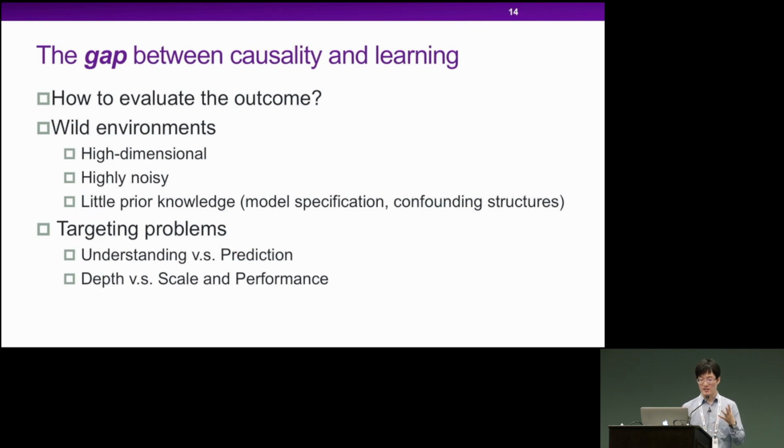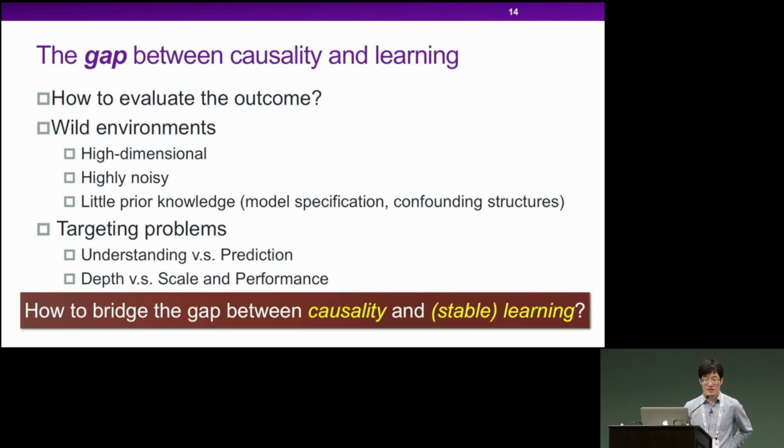And in this line, causal inference cares more about the depth of your understanding of the generation process, the true model, and the causal structure. But for learning, we care more about the scale and the prediction performance, right? So how do we bridge the gap between causality and learning, or even stable learning? This is why we developed this tutorial, okay? So that's the whole motivation.